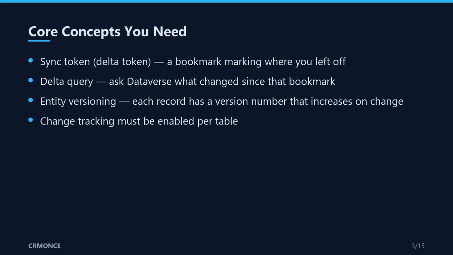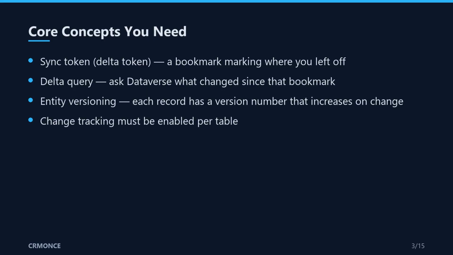So here are the three concepts that make incremental sync possible. First, a sync token, sometimes called a delta token. Think of it as a bookmark in a book, marking exactly where you stopped reading last time. Second, a delta query, which is just asking Dataverse, given this bookmark, what's changed since then?